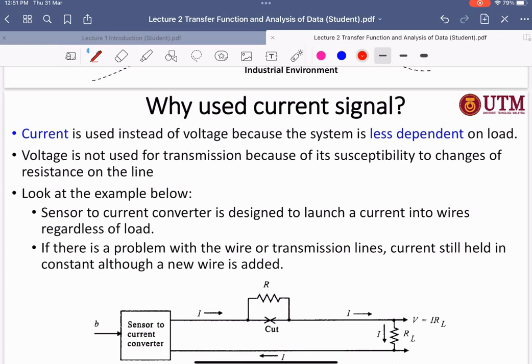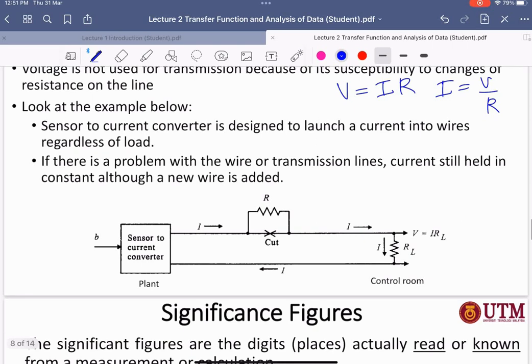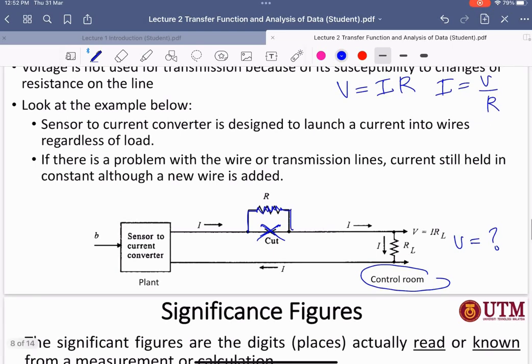We know the formula V equals IR, so the current is equal to V over R. Let's say this is your control room. If you decide to measure voltage, and there is a broken cable, you ask the technician to put in a new cable. The new cable has resistance, so you cannot get the same voltage as before, because your voltage will be dropped.